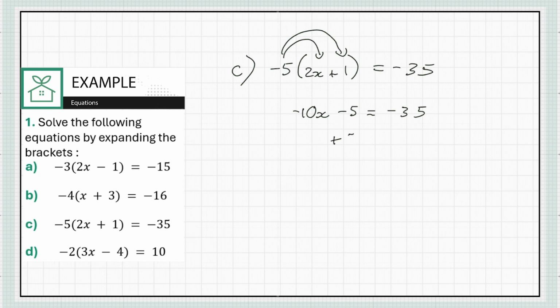So let's add 5 to both sides, and we're left with negative 10x is equal to negative 35 plus 5, which is just minus 30. And then if we divide both sides by the coefficient of negative 10, we get x is equal to negative 30 divided by negative 10, which is just the same as the positive version, so 30 divided by 10 is just 3.